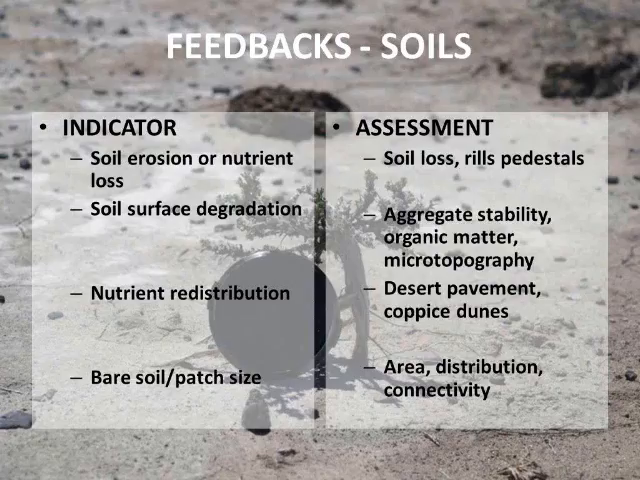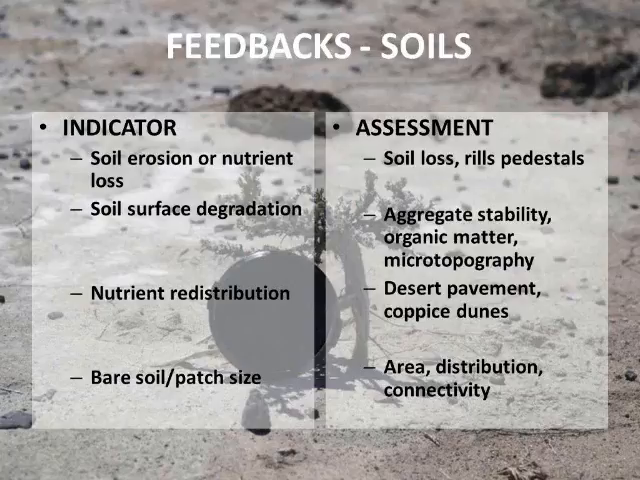So feedback mechanisms, in the next several slides you'll see an indicator section and an assessment side. So the indicator is an indicator of state vulnerability to crossing a threshold. So what are the things we're looking at here? An indicator might be soil erosion or nutrient loss. Well, what do I use to determine that? Well, you can look at soil loss, rills, pedestals.